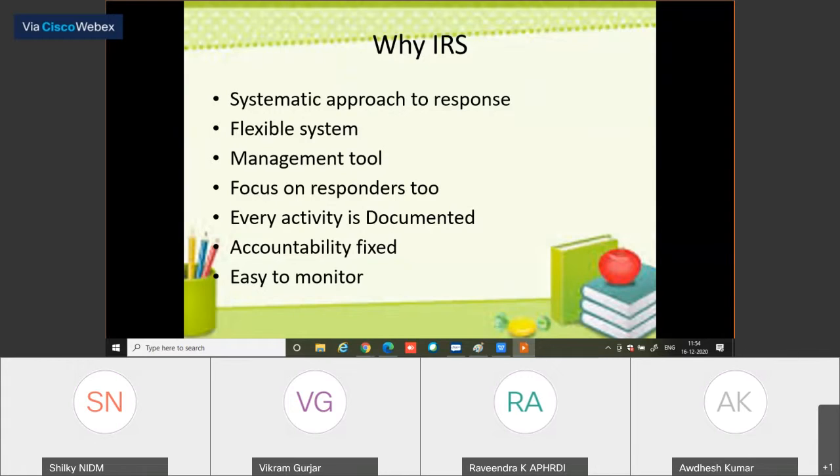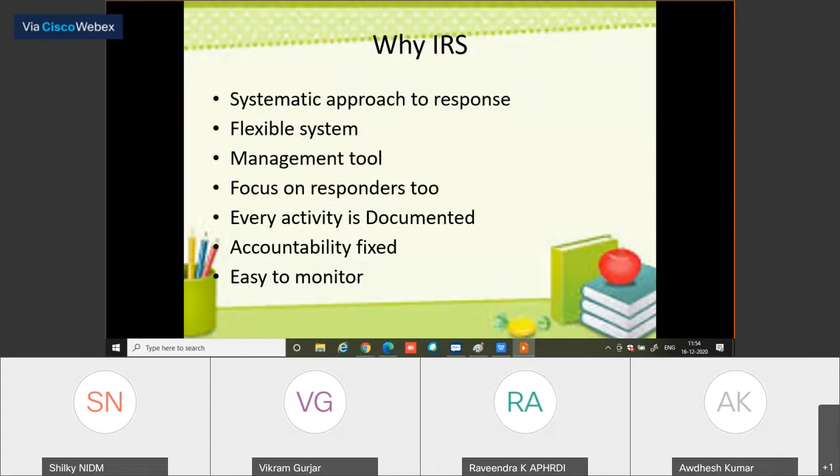This is a flexible system because we can have a small team of responders for a small situation. We can have a large team of responders, large IRTs, for big hazards. As I have said, we have the flexibility of having large IRS management organization charts for large events and incidents, and small ones for small events.